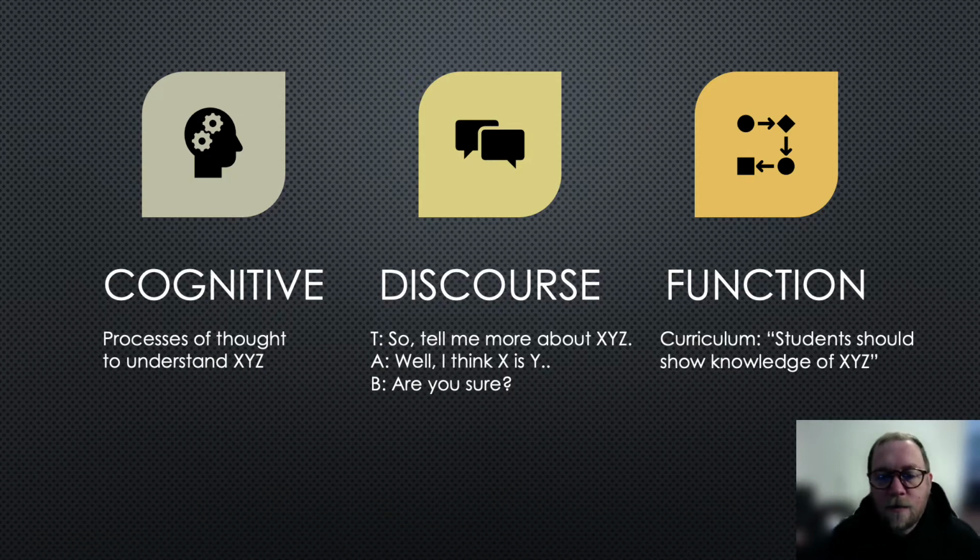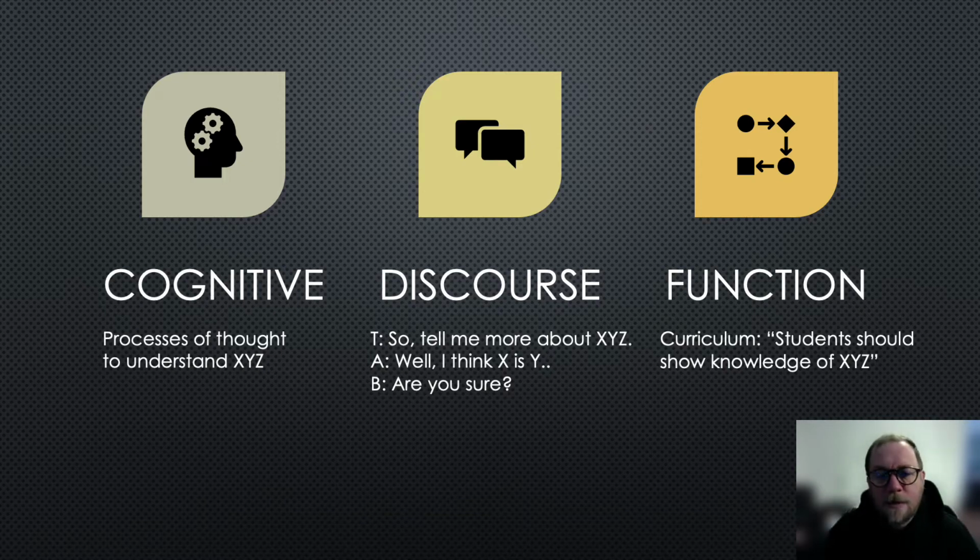Now we move to discourse. In this hypothetical classroom communication, students need to show their knowledge of XYZ in order to pass the course. So in this example, you can see the teacher prompting the students to talk about it. We can see student A speculating on it, and we can see student B challenging it. Finally, cognition. Students need to think about XYZ in order to be able to speak about it, to understand it. And these thoughts occur internally. And then by speaking about XYZ, they satisfy the function of showing knowledge or the curriculum objective.